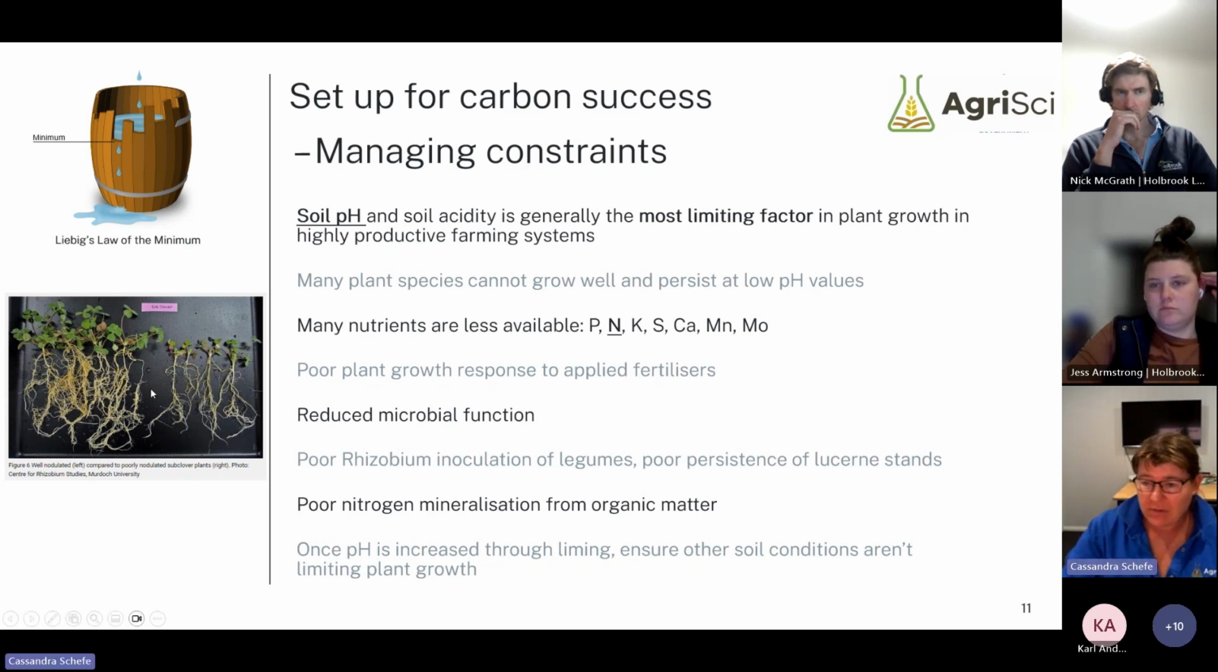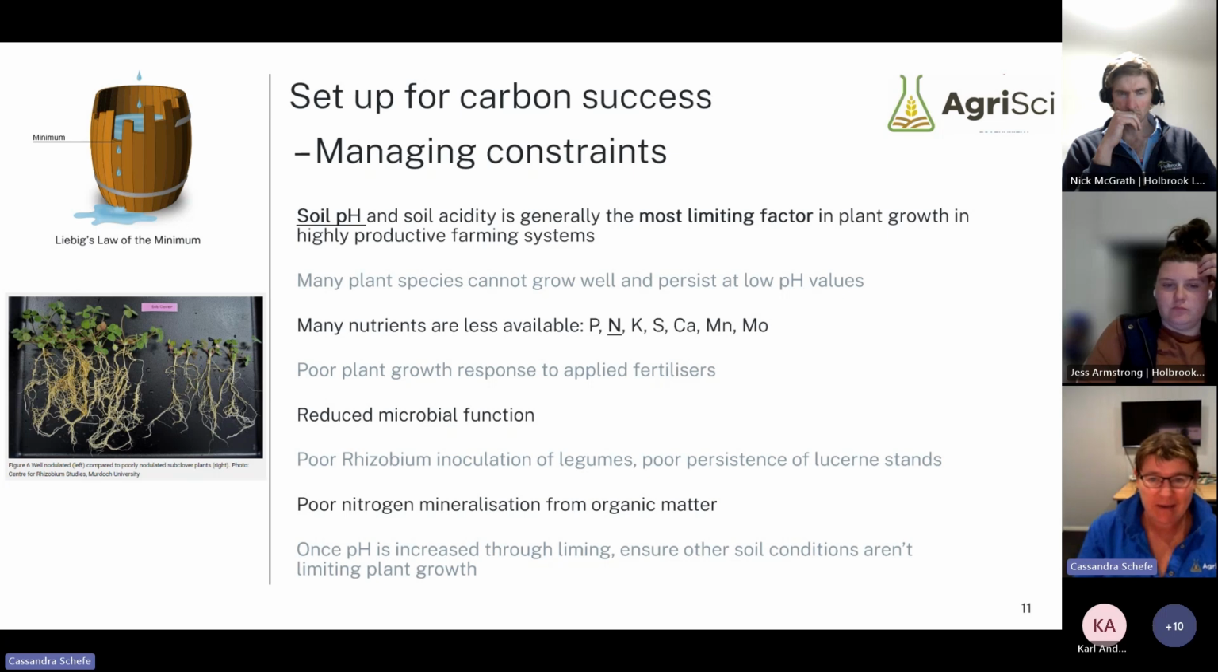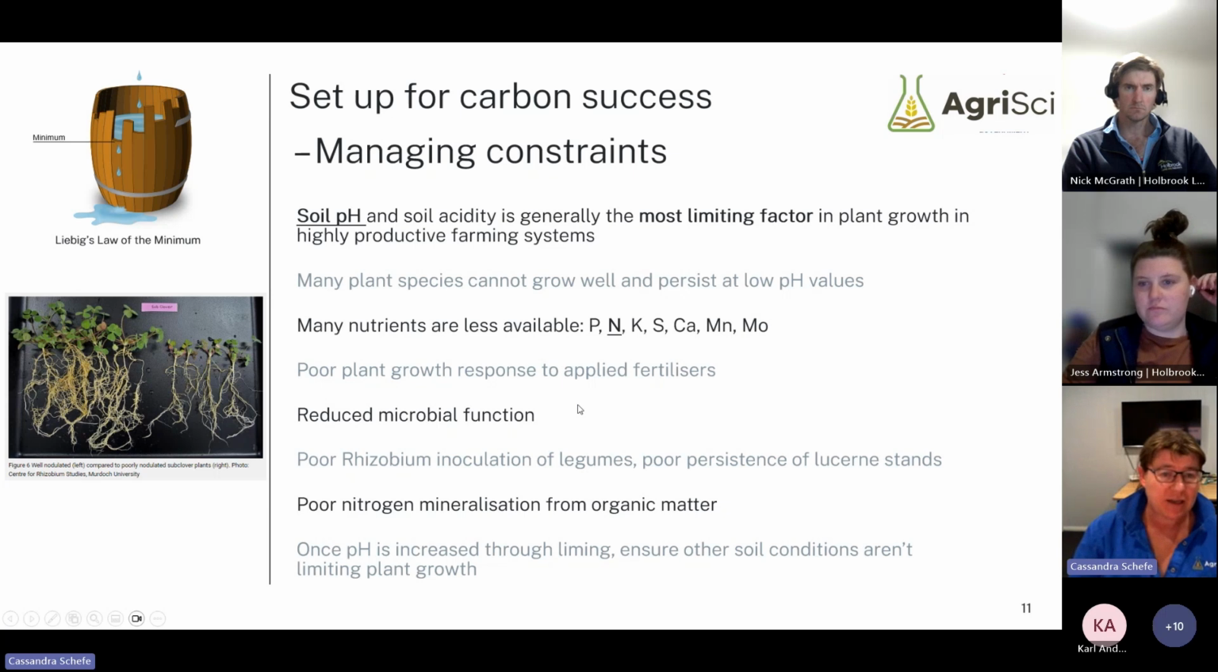An example of very stark realisation of the impact of low pH values is in the nodulation of these subclover plants. The ones on the left have been under good pH conditions, and the ones on the right were in acid soils. But this is not a new thing for around the Holbrook region. I know Holbrook Landcare have been working in this space for a long time. So hopefully this is all stuff that is really much common sense. But the connection between soil pH and carbon is completely connected.